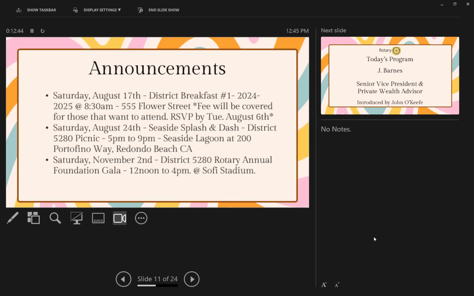District trade picnic. You know, they're going to send a torpedo away on the beach. So we want to attend that. Saturday, November 2nd, the district's annual foundation gala, 12 noon to 4 p.m. at SoFi Stadium. That's a fun event. Is that correct? Yeah. Okay. Are there any other announcements?